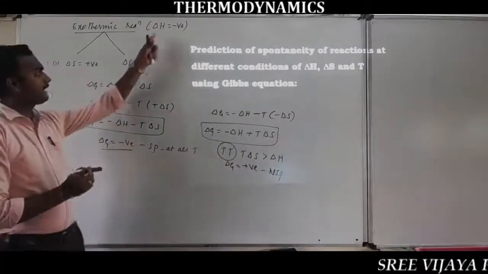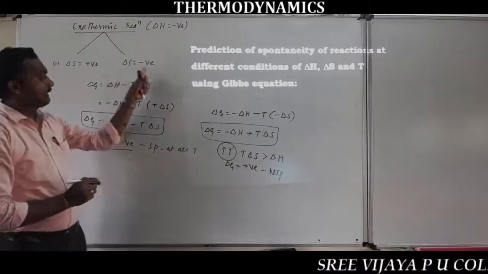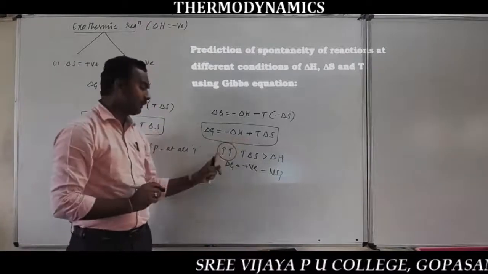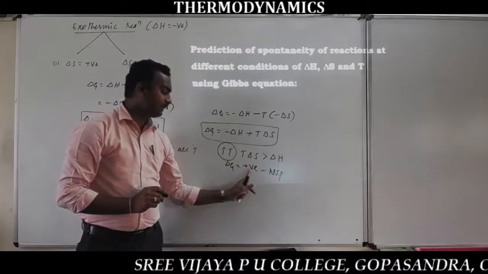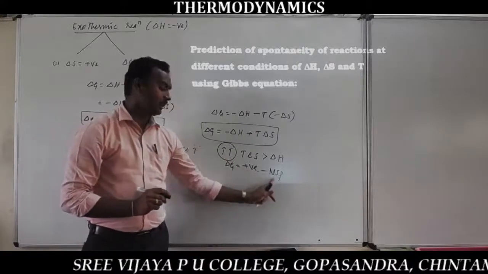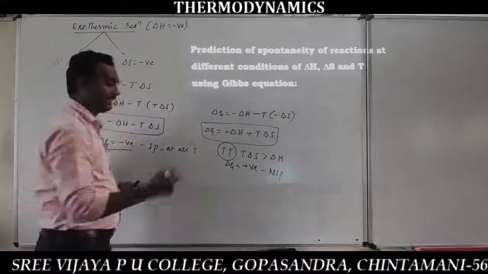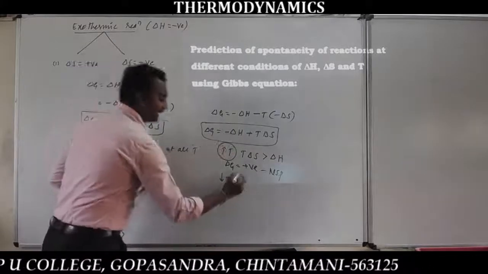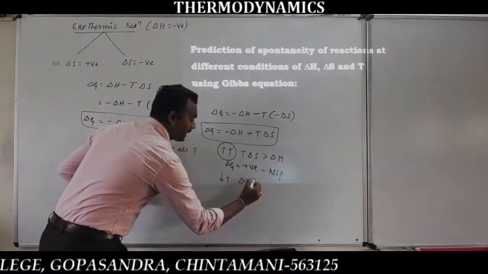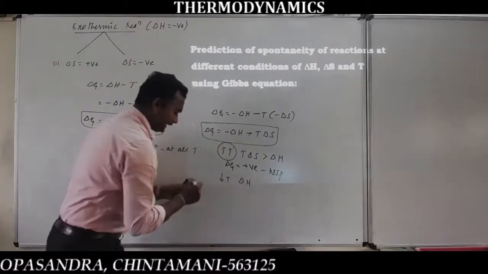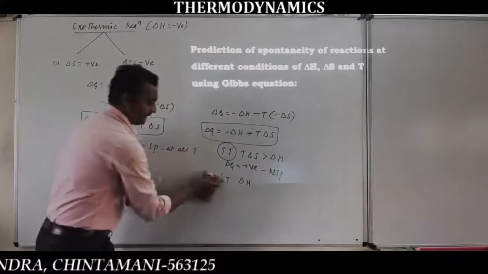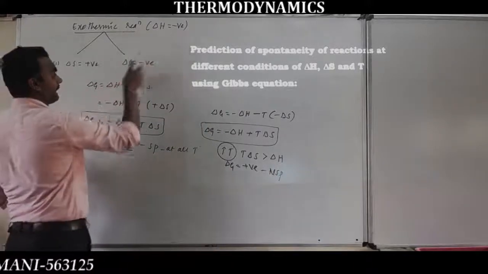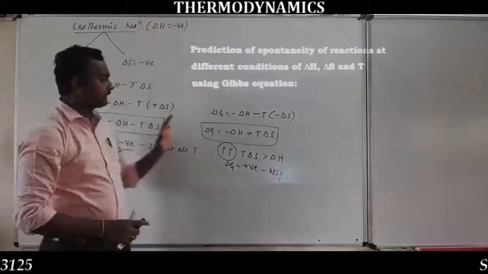So if delta H is negative and delta S is negative, substitute and you will get the equation under these conditions. Then at high temperature delta G becomes positive, so therefore the process is non spontaneous. Similarly, if the temperature is low, then under both conditions delta H dominates, and at high temperature it becomes non spontaneous. So that's about the case of exothermic with delta S negative. That is the one condition.